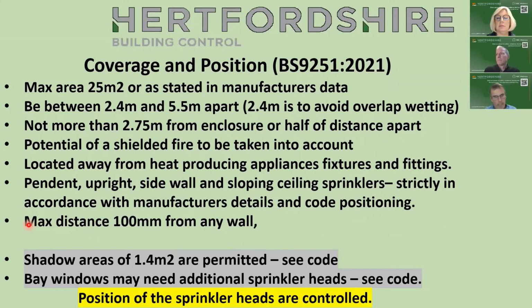It should say minimum distance, not maximum, minimum distance 100 millimeters away from any wall. There's a new part in the new code, which I've highlighted there, about shadowed areas, and you're allowed 1.4 meters of shadow area where it's very difficult for the sprinkler to actually reach it.